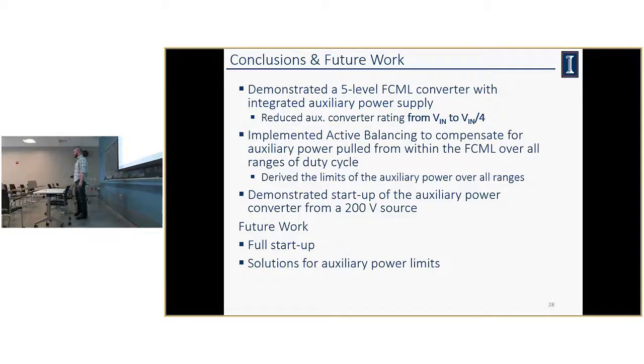Okay, so conclusions. First off, we showed a 5-level flying capacitor multi-level with an integrated power supply. We showed that basically instead of taking from the input, we take it from a naturally occurring node inside the power converter itself, and we get a very big reduction in the voltage ratings of that auxiliary power supply. So in this case, a step from VN down to VN over 4. When we do that, however, it introduces this imbalance in the capacitors, and since the imbalance is something we need to get rid of, we applied active balancing to very carefully shift those duty cycles and keep an amp-second balance on all our capacitors.